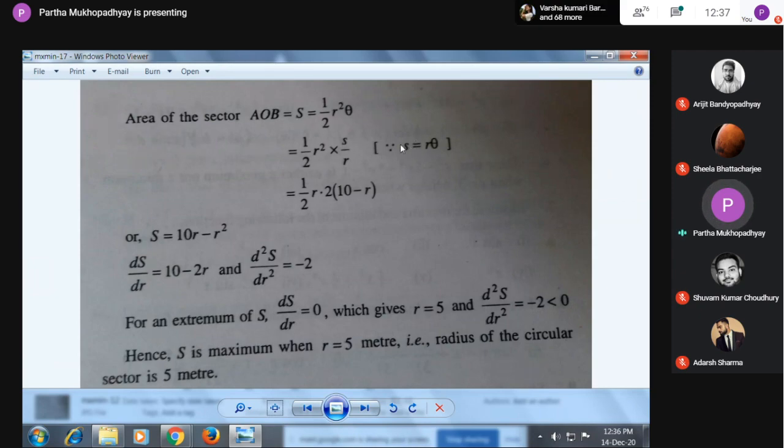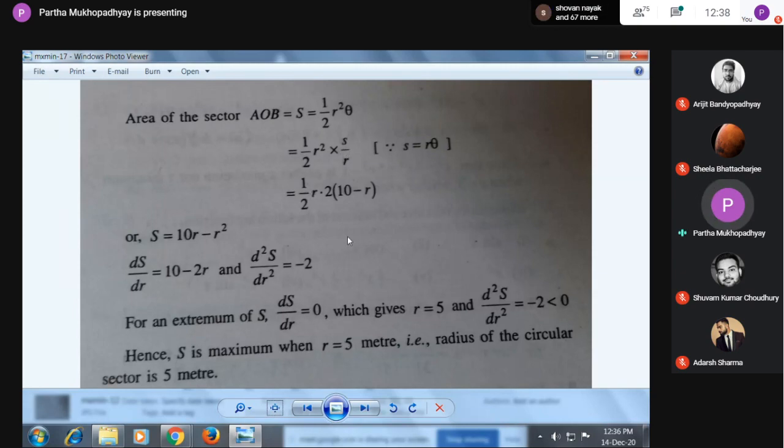And that will be, by the same logic, r theta. Total is 2 pi r. For 1 degree, it will be 2 pi r by 2 pi, that is r. For theta angle, it will be r theta. So r theta is the arc length s, so we can replace this theta by s by r. So the area will be half r into s.